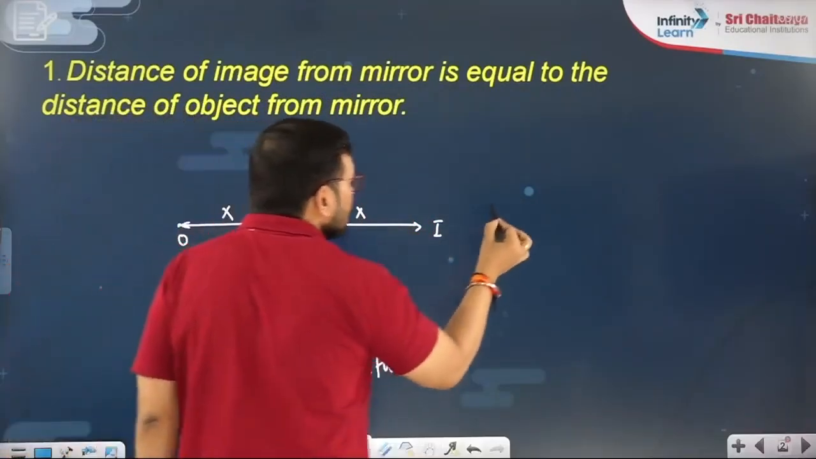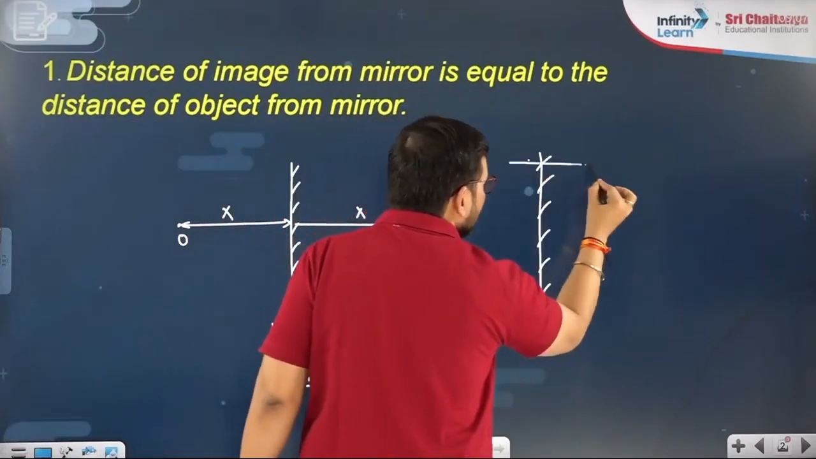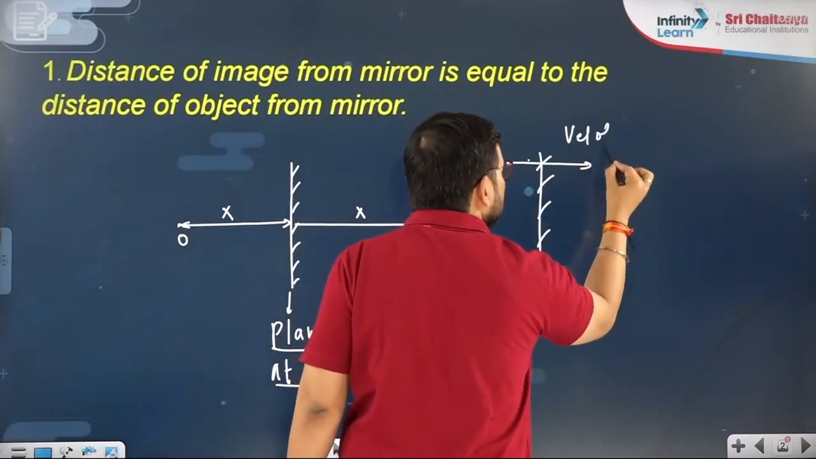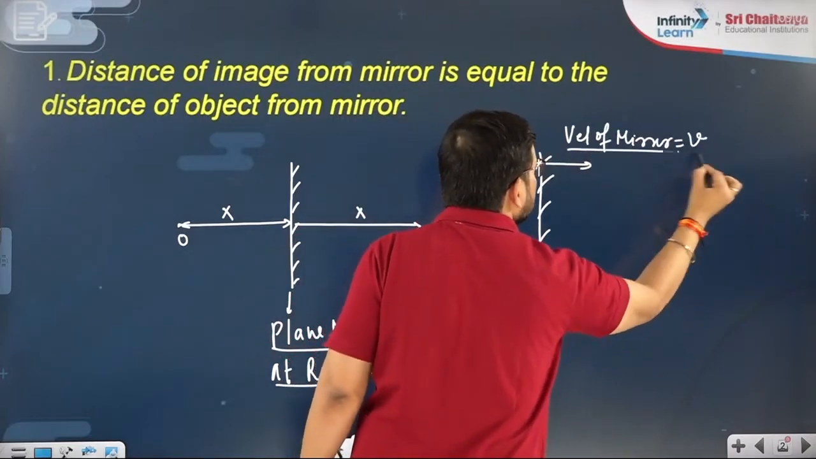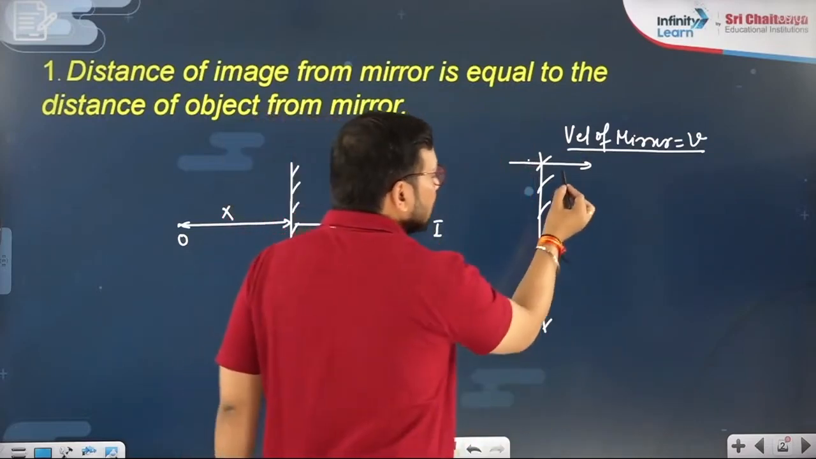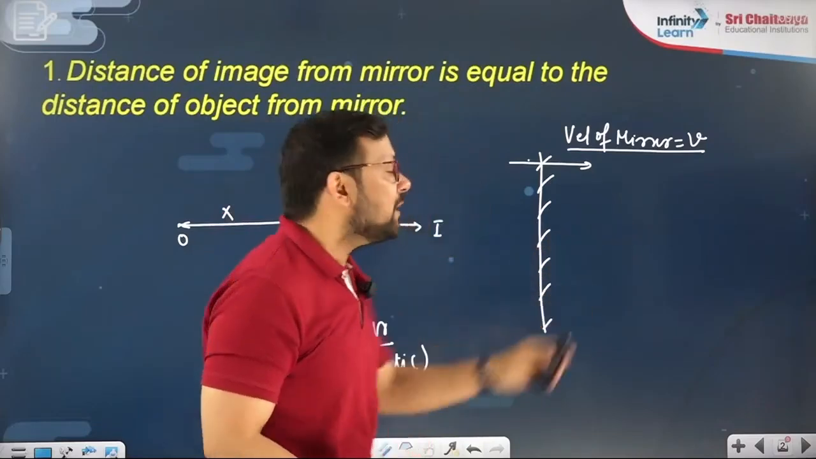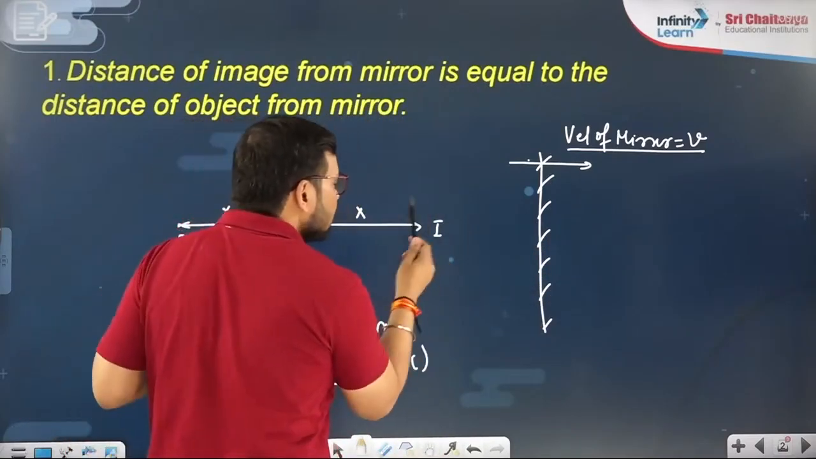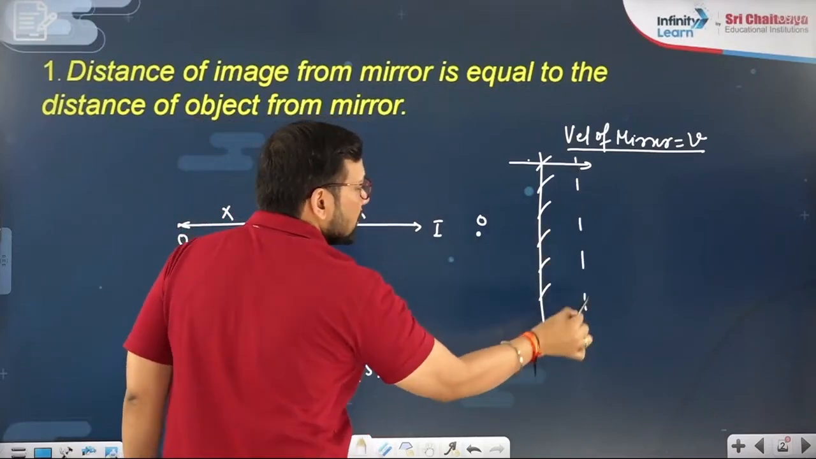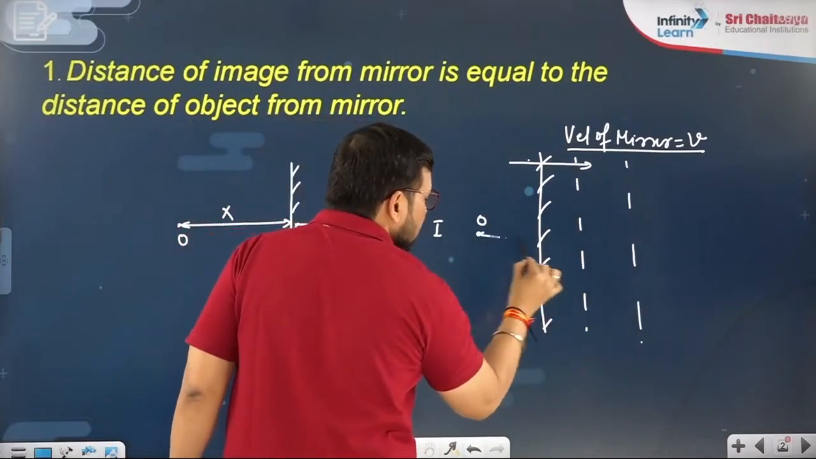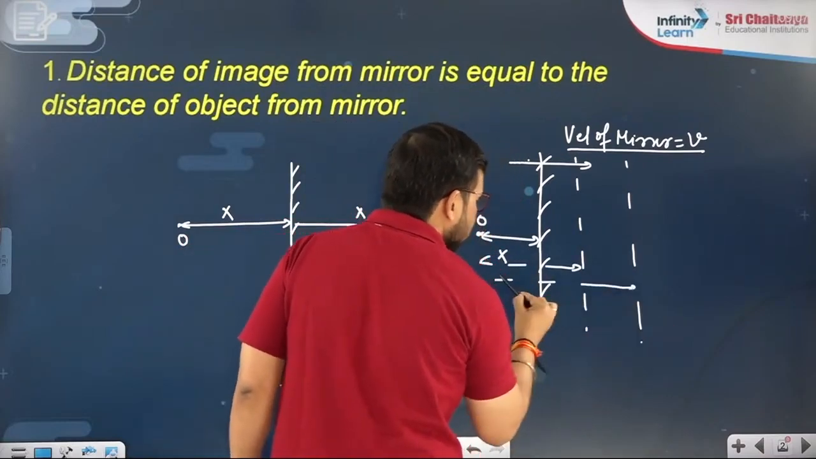When the mirror starts moving, this is our mirror and it is moving. Let's say the velocity of the mirror is v. With what velocity is it moving? It is moving with velocity v. Now obviously, when the mirror is moving, the object distance from the mirror will increase. The mirror will be at this position, so the object distance that was earlier x will keep on increasing.